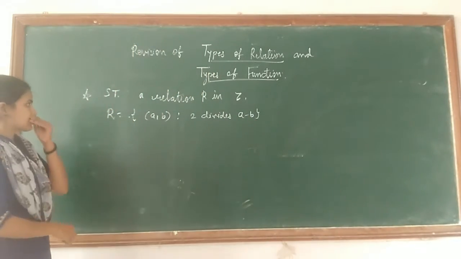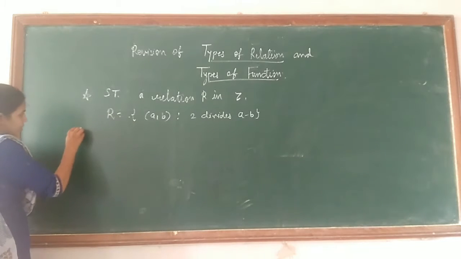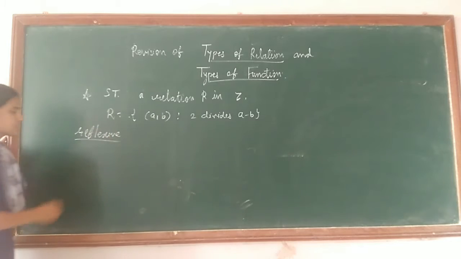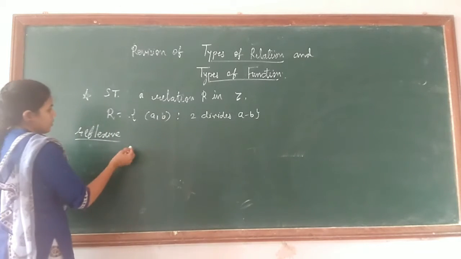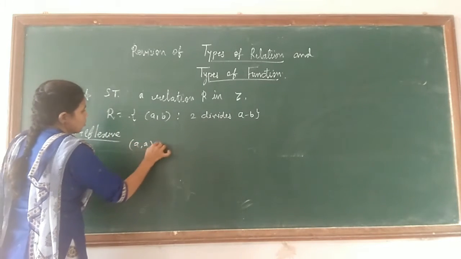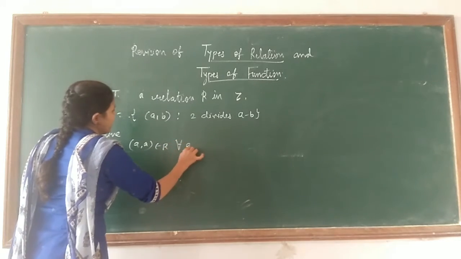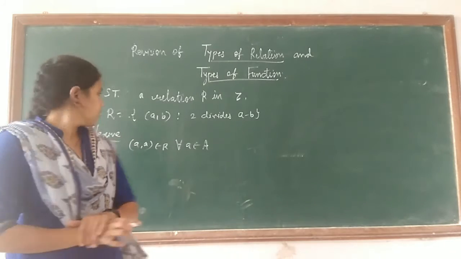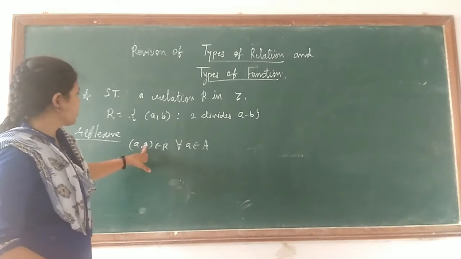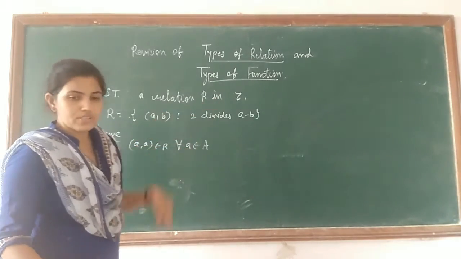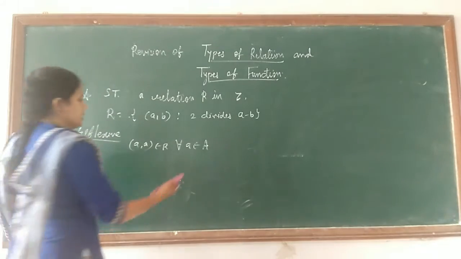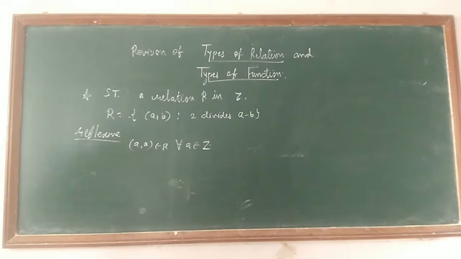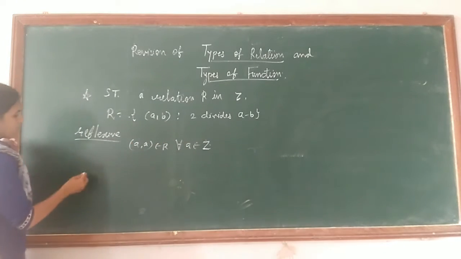So let us see first what happens when we take reflexive. What is a reflexive relation? We know that if (a, a) belongs to R for all a belongs to capital A, then it is known as a reflexive relation. But here, what is A? Capital A is our set of integers, that is Z. So now let me check, does (a, a) belong to R or not?